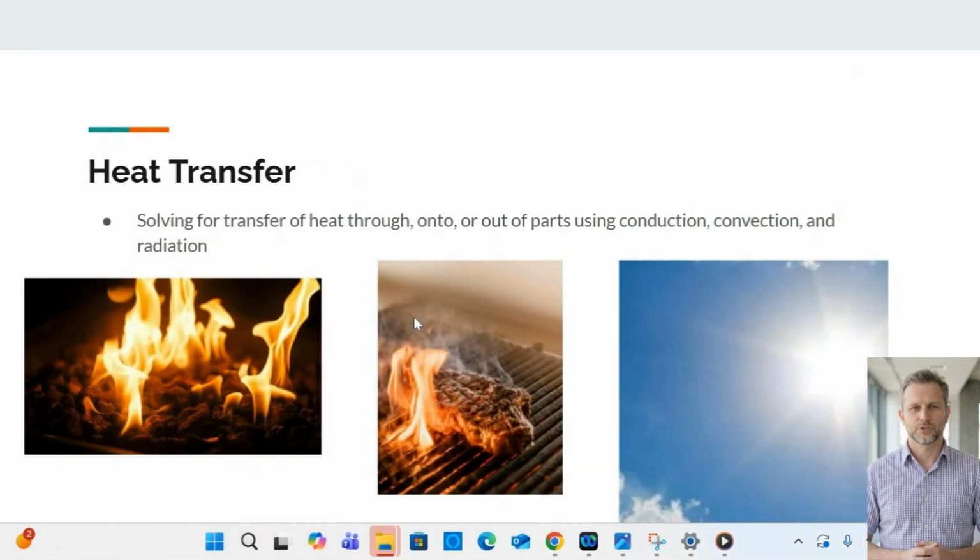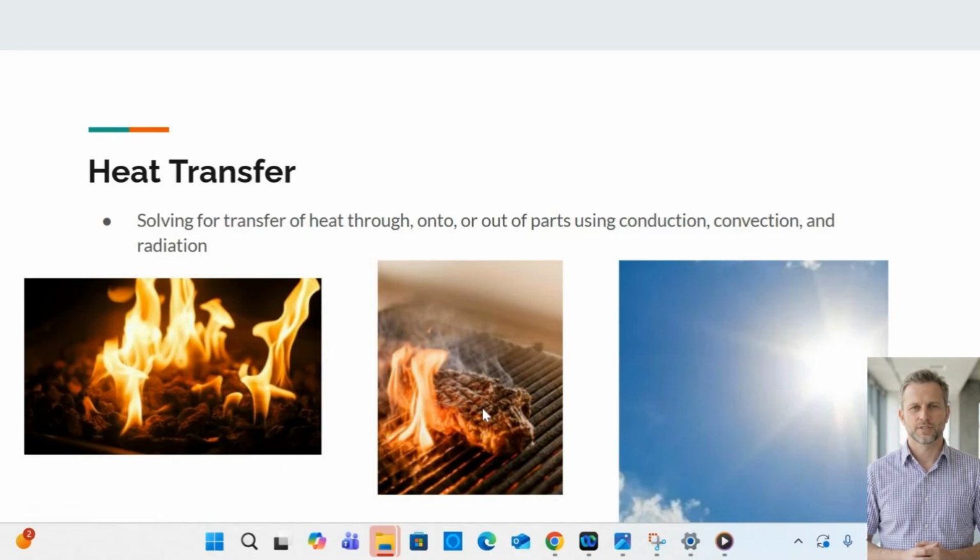Then you also have a heat transfer class where you go over conduction, convection, and radiation. Conduction being the heat being transferred through a material within it. Convection being heat transferred from a fluid to a solid, and radiation being heat transferred via energy rays, especially from the sun. So if you have the sun on a sunny day on a black street, the street's going to get pretty hot from the radiation.